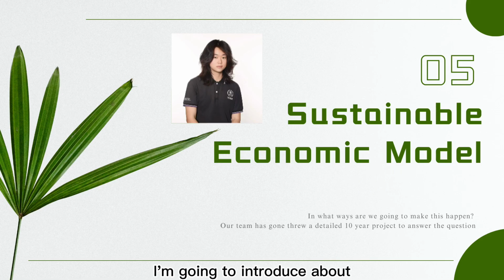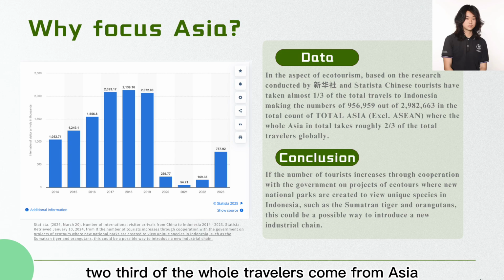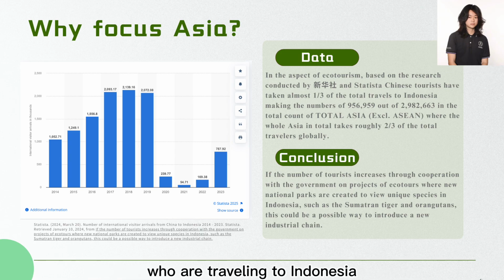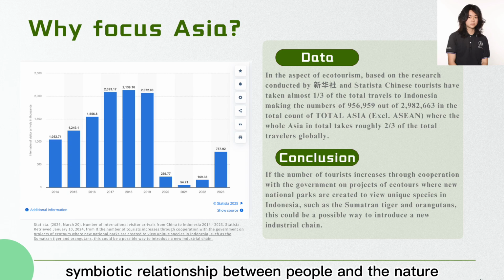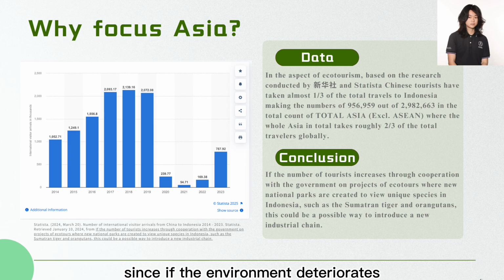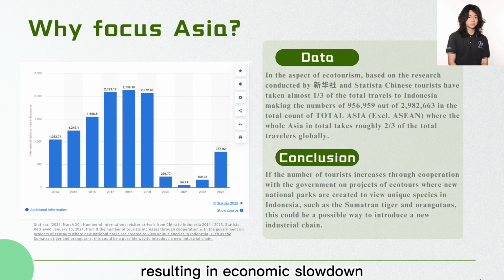Now in this part I'm going to introduce a sustainable economy model. Summarizing the data and statistics, 2/3 of all travelers to Indonesia come from Asia. We believe Indonesia should set policy and visa to attract key tourists and provide convenience for them. We hope to use economy to push a greater symbiotic relationship between people and nature, since if the environment deteriorates, the number of tourists will decline, inevitably resulting in economic slowdown. Hence, with better environment protection and regional development, the economy will grow.